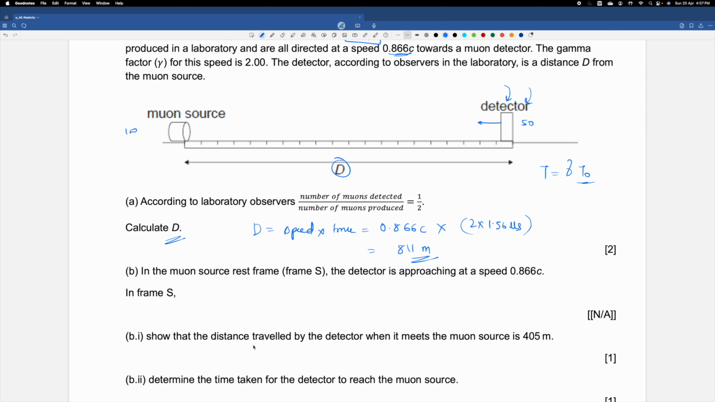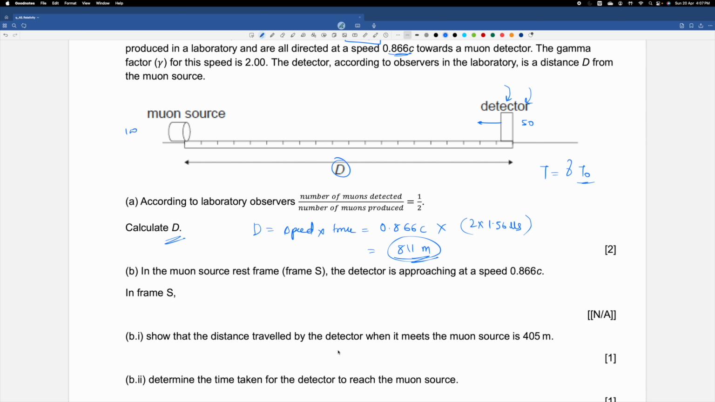So, question number one: show that the distance traveled by the detector when it meets the muon source is 405 meters. Now, we already calculated the distance d with respect to the rest frame as 811 meters, but now this detector is moving. Previously, when I solved the previous question, the detector was assumed to be the rest frame and the muon particles were moving. Now this time, muon particles are considered to be the rest frame, and the detector is moving towards them, right? That means there will be a relativistic effect seen by the detector because it is moving close to the speed of light, and therefore this will cause length contraction, right? By how much factor? Gamma factor.